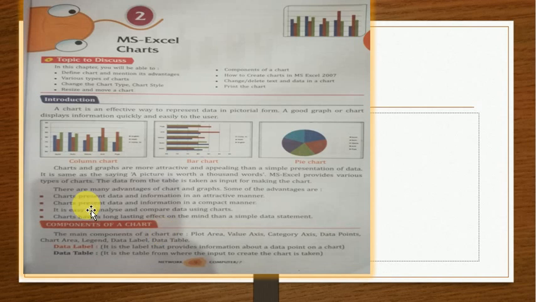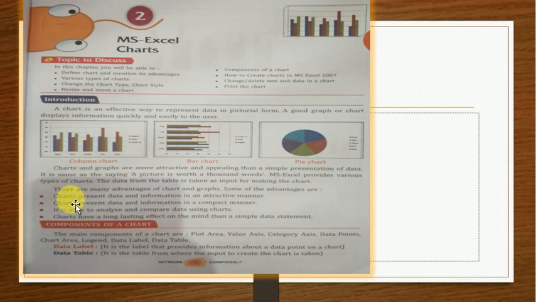So what are the advantages? Charts present data and information in an attractive manner. Second, charts present data and information in a compact way, meaning this whole bunch of information can be presented within just a picture. Third, it is easy to analyze and compare data. It is very easy to analyze the data, and compare it also.